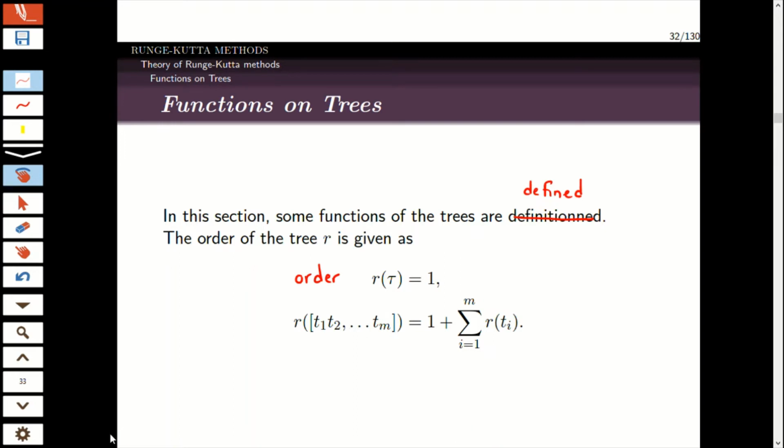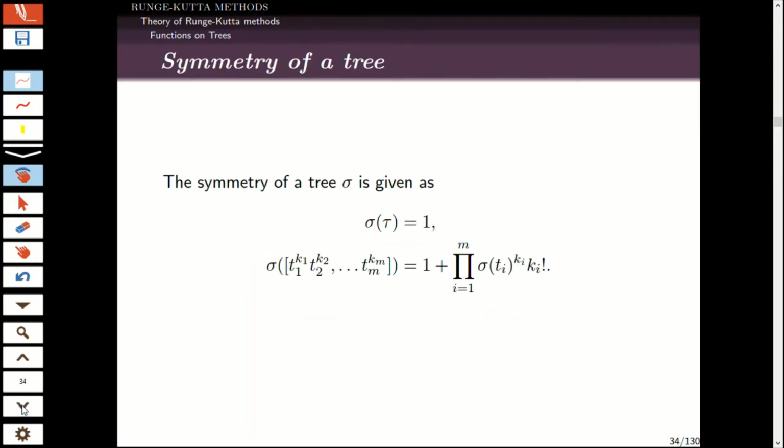And then the symmetry of a tree. The symmetry of a tree, called sigma, is given as sigma(tau) equals 1. Then the symmetry is given by the product of sigma for the given trees. So to find the sigma of a tree, we must find the number of ways we can label the tree.